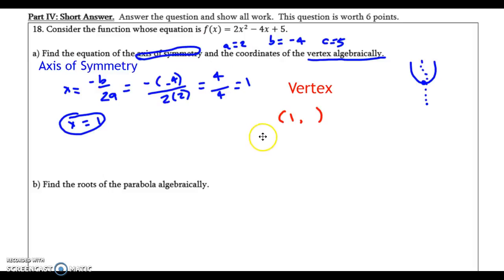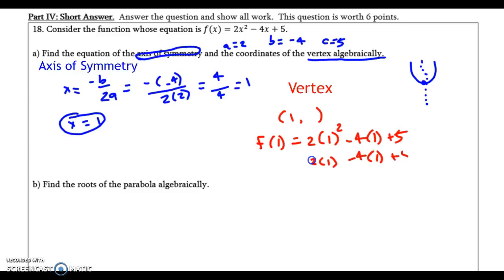So my f of x is going to be, in this case, f of 1. My 2x squared is going to say 2 times 1 squared, because I know the x value here is the x value of my vertex. I need to find my y value now. Minus 4 times 1 plus 5. The next step is I'm going to follow my order of operations. 1 squared is equal to 1. So I got 2 times 1 minus 4 times 1 plus 5.